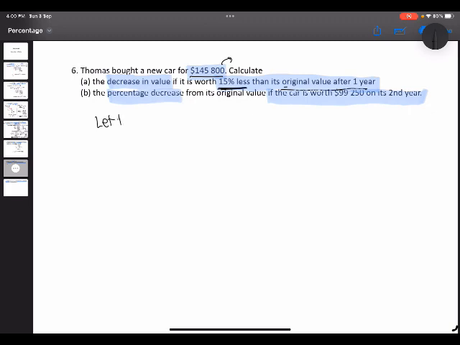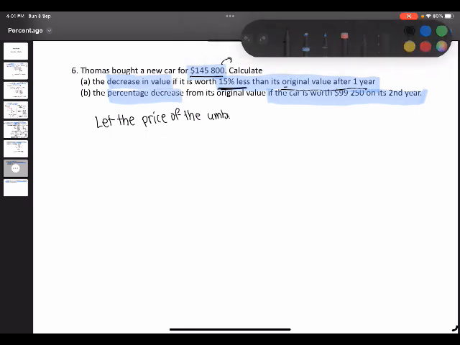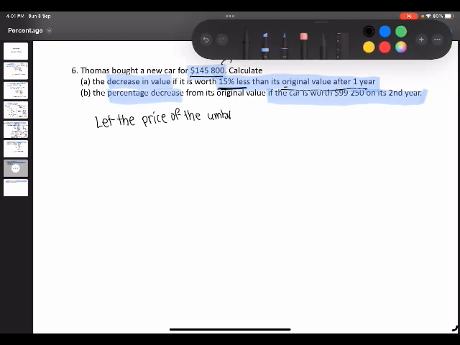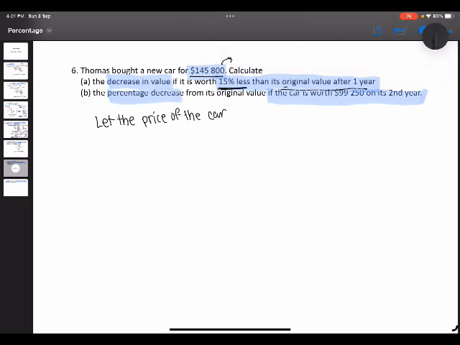So let the price of the car, not umbrella, I'm sorry. So what is it? What do you think is the value after 1 year? That's right, it's 85% because it says 15% less. So 100% represents $145,800.